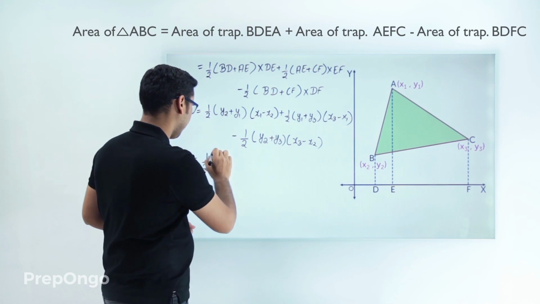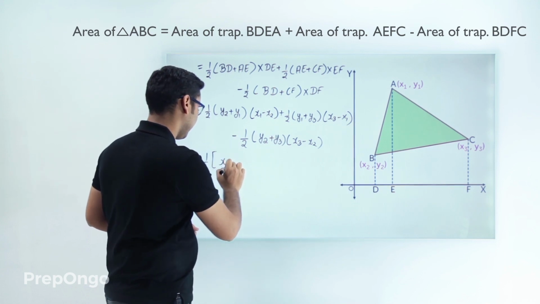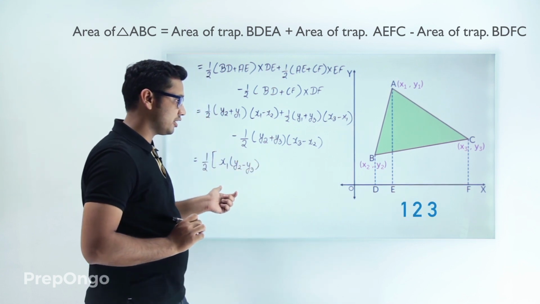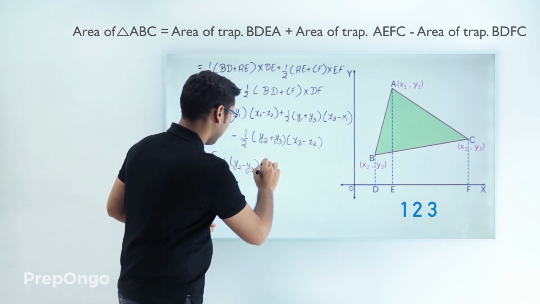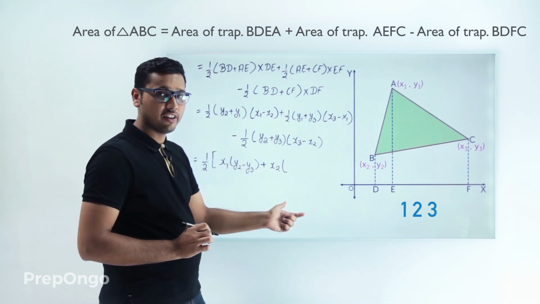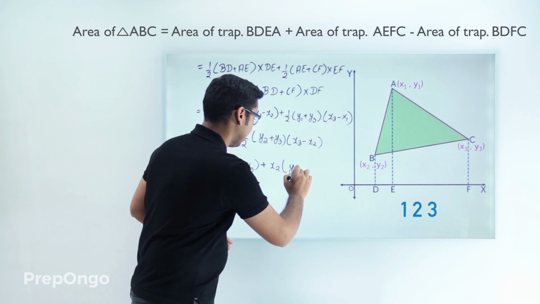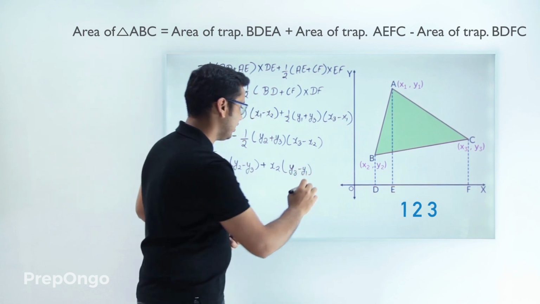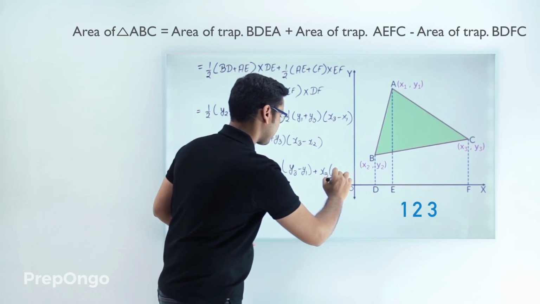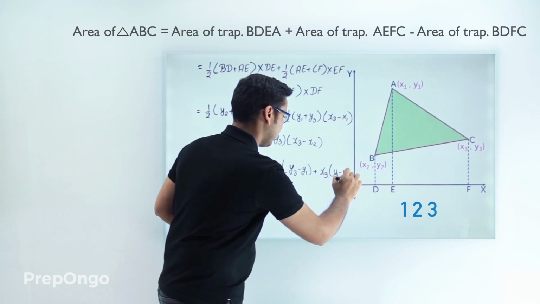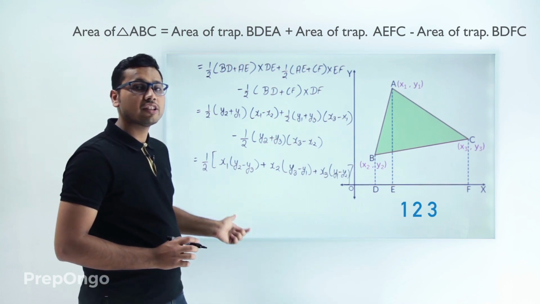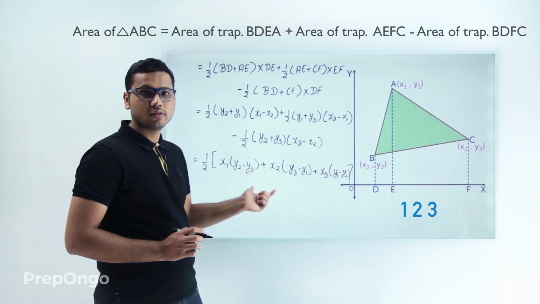Now when we solve this out, we get the final value of the area of the triangle in the form half bracket, x1 into y2 minus y3. It comes in the serial order, which is 1, 2, 3. Let's see how. Plus x2, and if you follow the serial order, here will come y3 minus y1. And finally, following the serial order, x3 in bracket, it will come y1 minus y2. And this whole term is multiplied by 1 by 2. So this is one way of getting the area of the triangle.